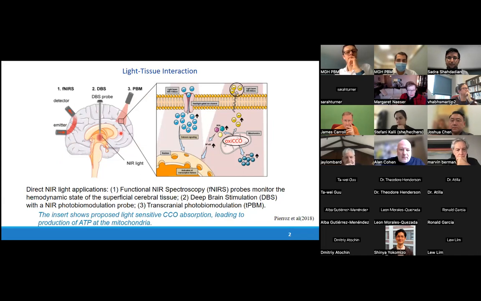In our lab, what we do is mainly combine methods 1 and 3, where we have tPBM light combined with fNIRS and different other modalities like EEG. The mechanism behind this effect of tPBM on the tissue, as you can see in the figure, which is borrowed from a paper, is that the light can be absorbed by the sensitive CCO, or cytochrome C oxidase, and it leads to the production of ATP and nitric oxide.